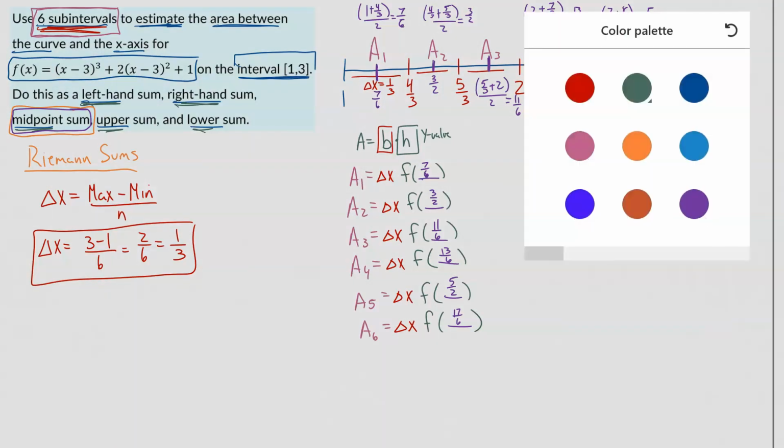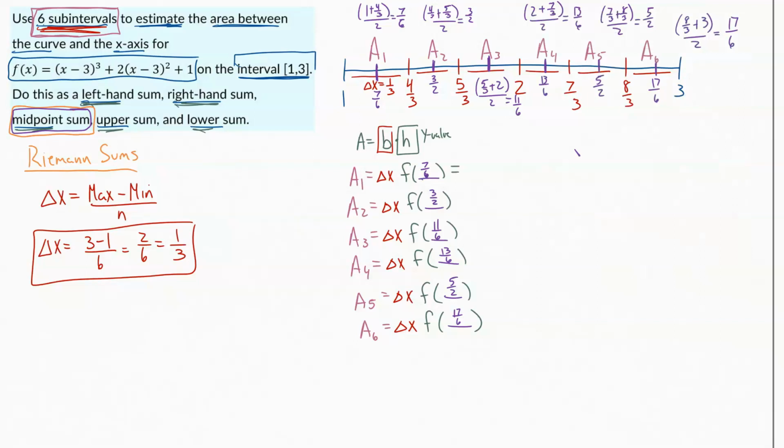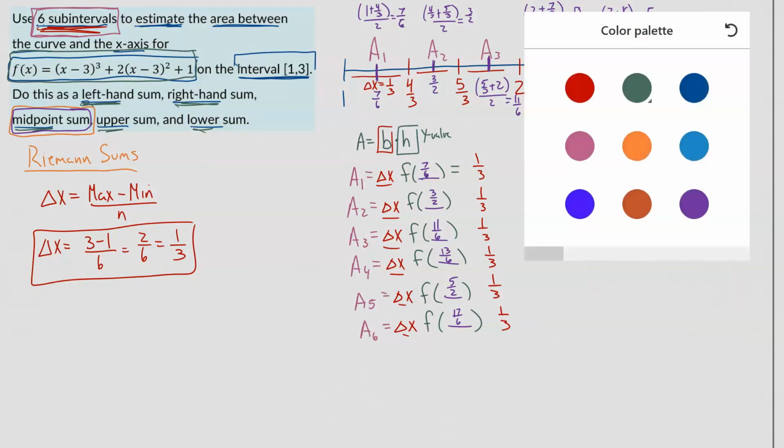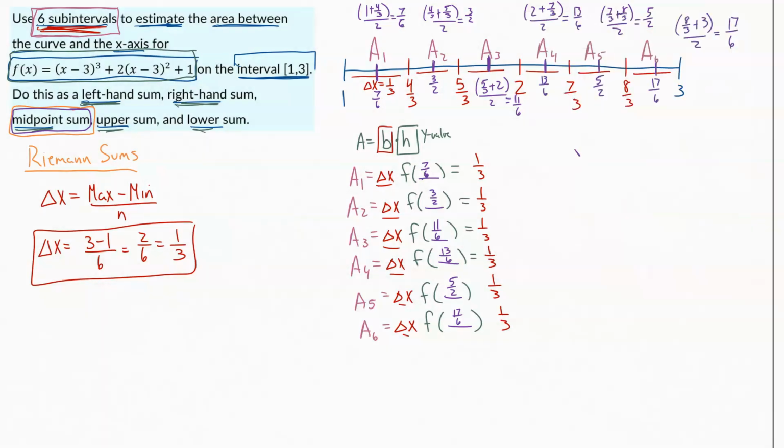Now that we have those evaluation points, we know what we're going to need to plug into our actual equation to get the y value. So we come back in and we start putting in our values. We're kind of back to the assembly line process here. All of these delta x's are going to have the same value. So they're all going to be 1/3, 1/3, 1/3, 1/3, 1/3, 1/3. And now we go calculate that y value, the height of our rectangles.